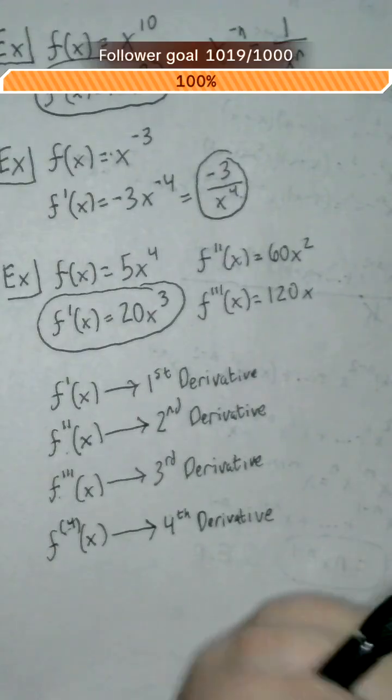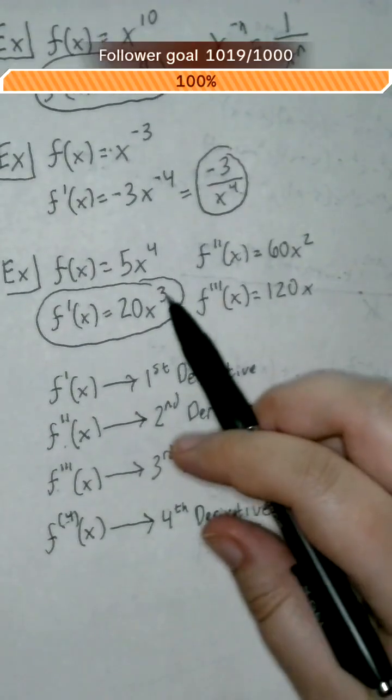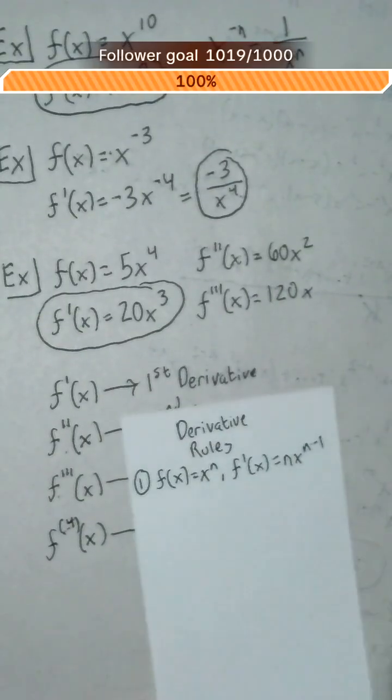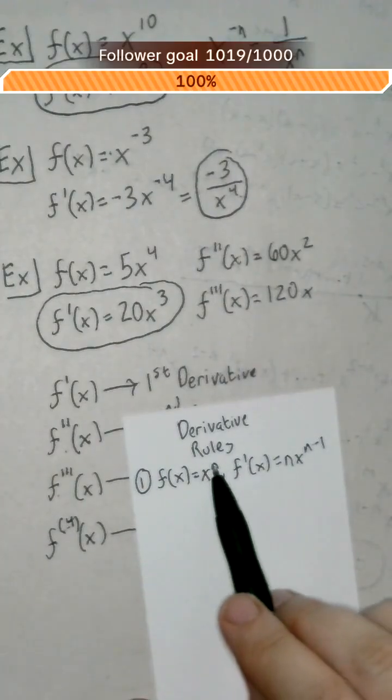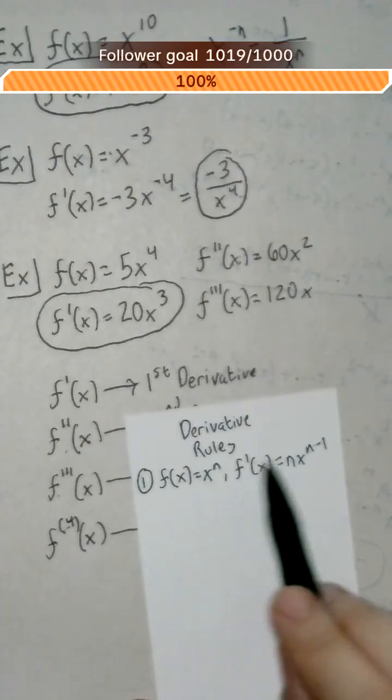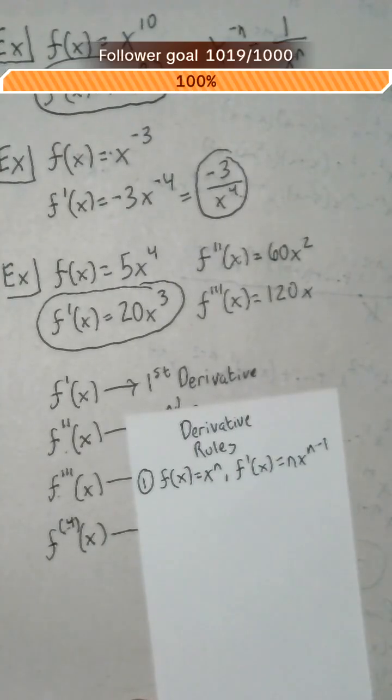Why did you do 3 minus 1? Cool. The reason I did 3 minus 1 is because I'm using this thing called the power rule. And the power rule says that if I have x to the n, I take my exponent, move it out front, and then subtract 1 from that exponent.